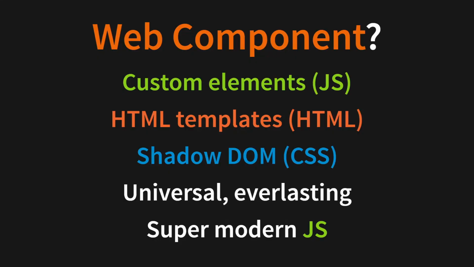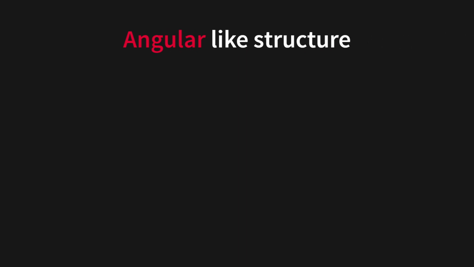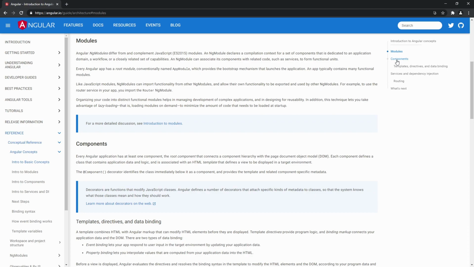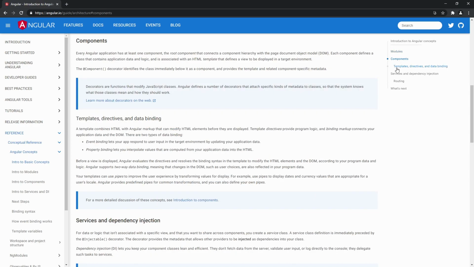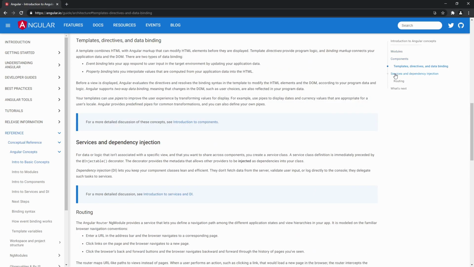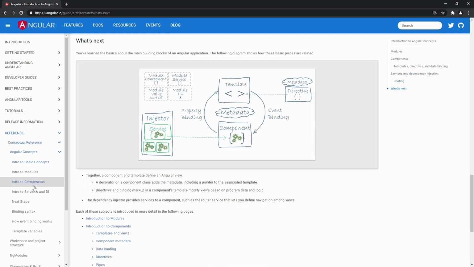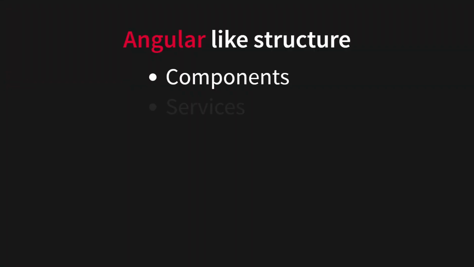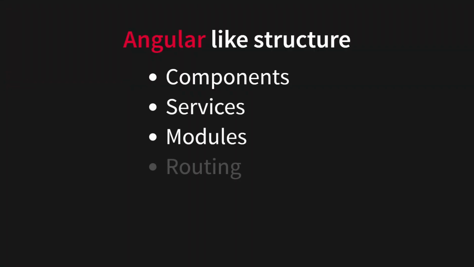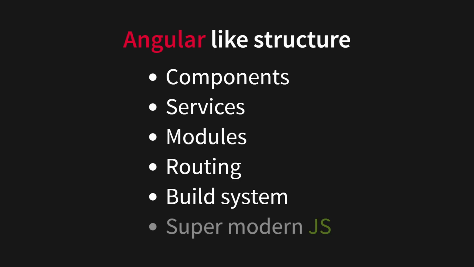Now we're finally ready to view some code and the project. The structure is going to look really similar to Angular, and there's a really good reason for that. Angular has based their structure on how web components are structured, so I sort of have to use the same structure as I'm using web components. But in general, I have components, services, modules, routing, a build system, and super modern JavaScript.